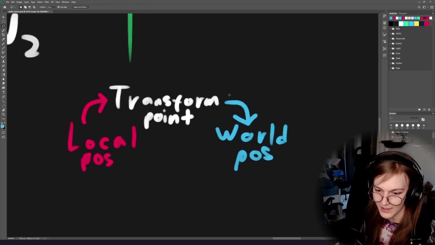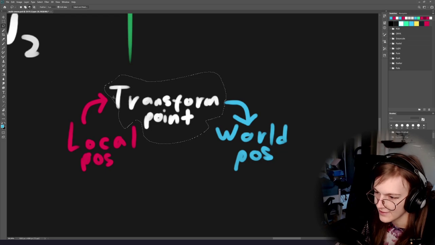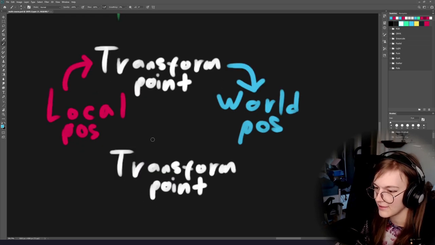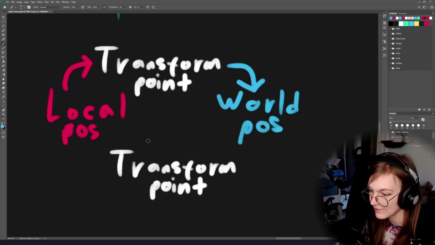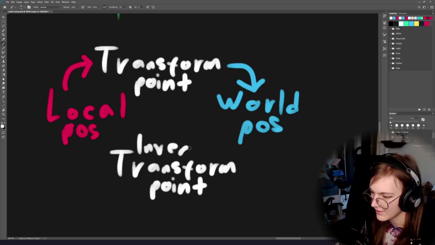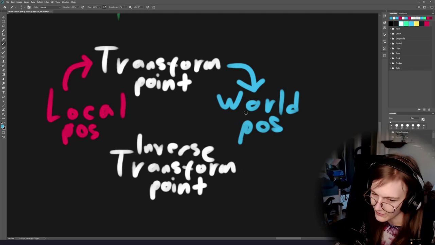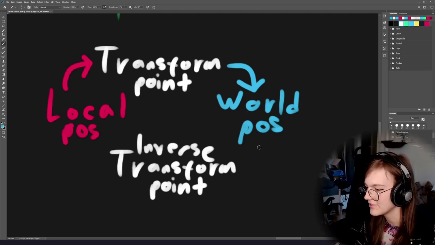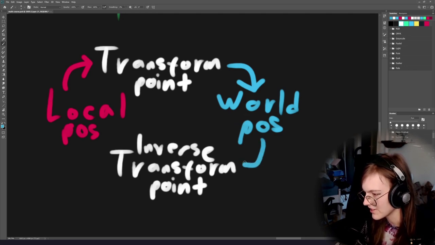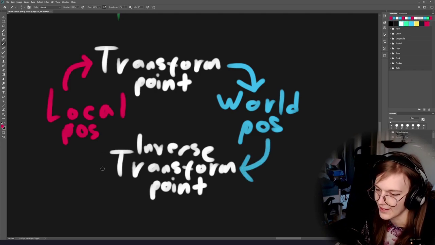If you want to go the other way around, then let me just copy this because this is a long word. We don't like long words. The other way around, if you want to go from world to local, that is called inverse transform point. It's kind of annoying that they're not called local to world and world to local. So you kind of have to remember which is which, or double check IntelliSense or the documentation to make sure that you're using the correct one in the correct case.